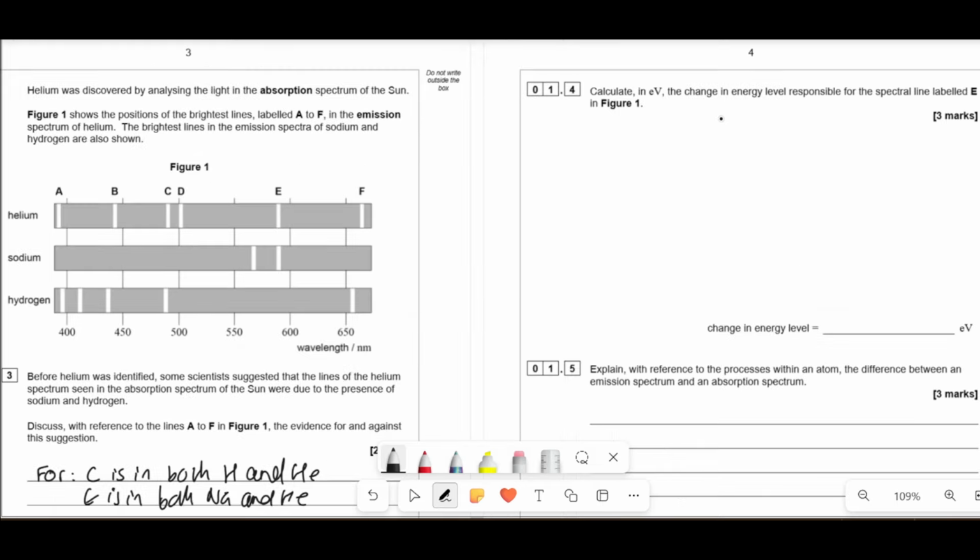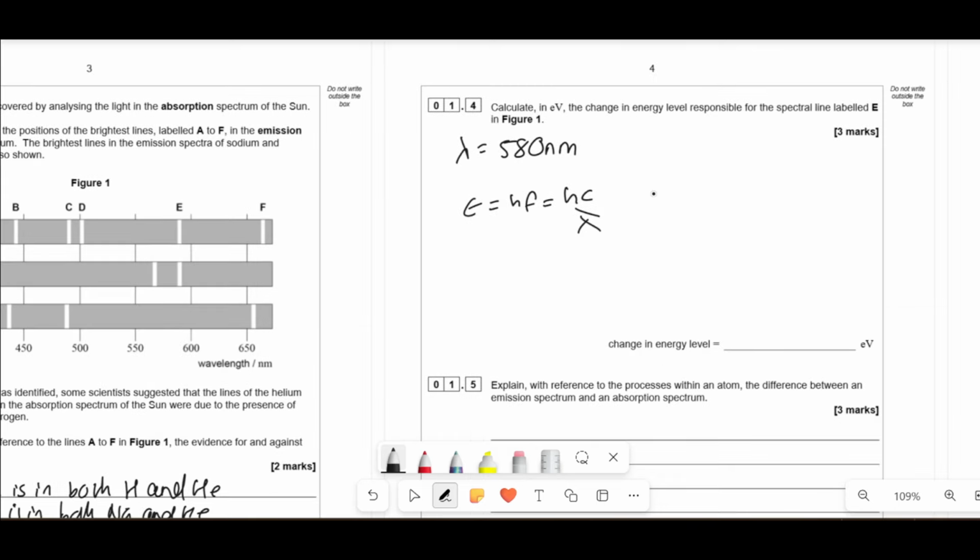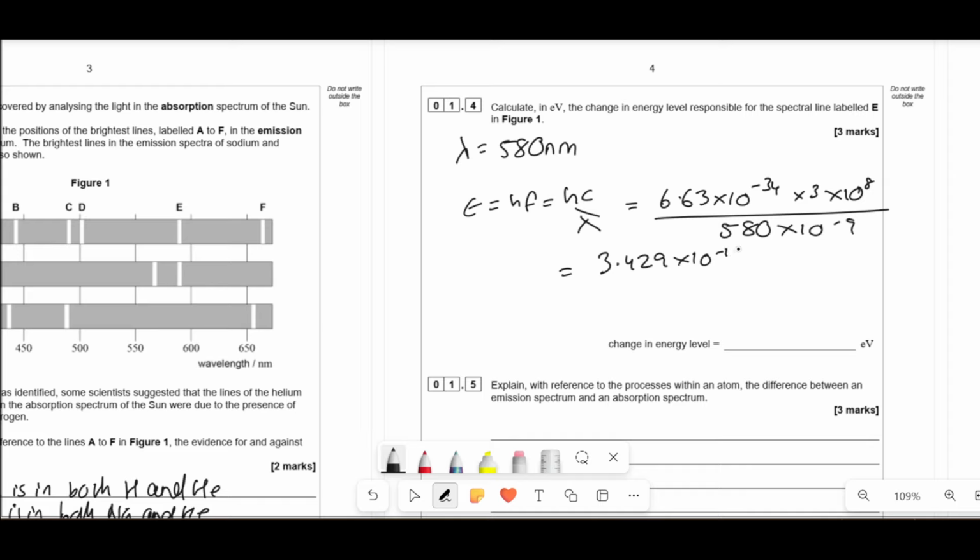So there you go. Calculate in eV the change in energy level responsible for the spectral line labelled E in figure 1. If you look at E, what wavelength does that correlate to? Our wavelength is 580 nanometers. To work that out, the energy change is going to equal hf, which is the same as hc over lambda. So if you plug our numbers in, it's 6.63 times 10 to the minus 34 times 3 times 10 to the 8 over our lambda, which is 580 times 10 to the minus 9. That gives 3.429 times 10 to the minus 19 joules. Then to change it to electron volts, all you do is divide that by 1.6 times 10 to the minus 19. So we get 2.14 electron volts.